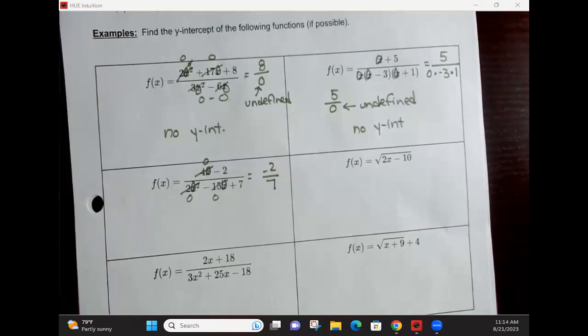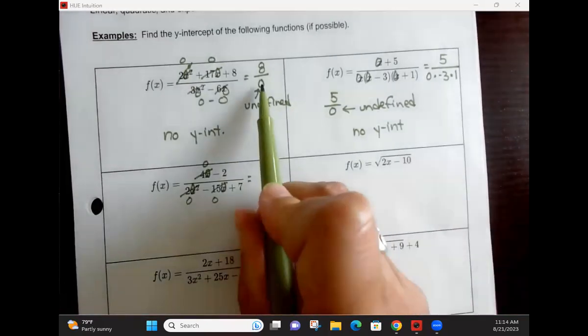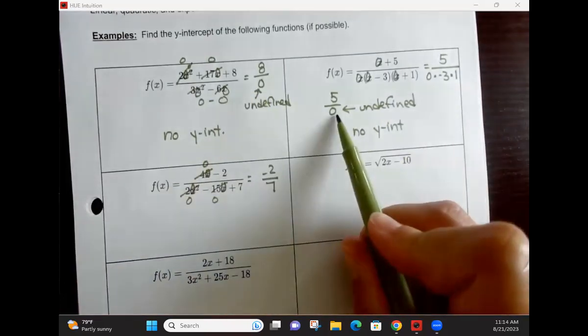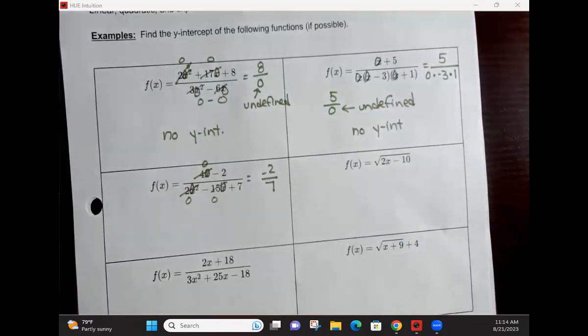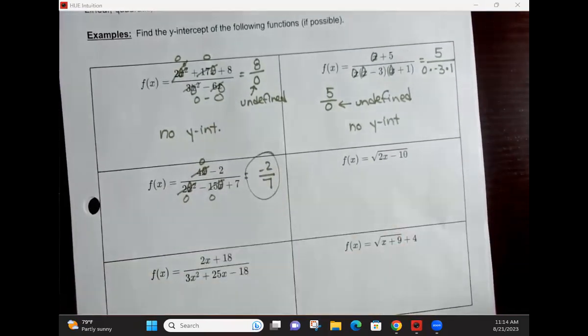Does it have to cross the y-axis at a nice value? No. Plenty of functions do not have a nice y-intercept, and that is okay. It would be a problem if I had an undefined y-intercept like what we saw in our first couple of examples where we had 0 on the bottom. That's an issue. Fraction, that's fine. So our y-intercept here would be -2/7.